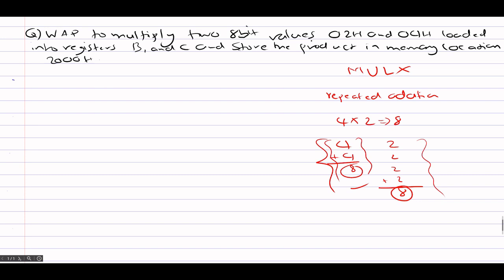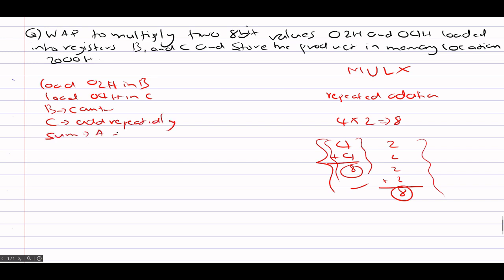Now to do this, we first write our pseudocode. So we have two different values, 02H and 04H, loaded into registers B and C. So in the first part, we load 02H in B, load 04H in C. Let me set B as my counter because we have to add 2 times, and then C as the part where we repeatedly add this particular number here. We'll also set an initial sum in the accumulator, which will be 00H.